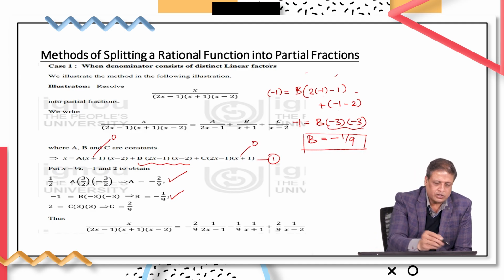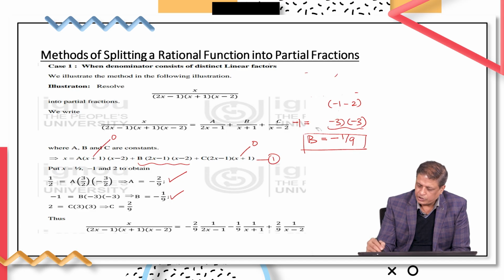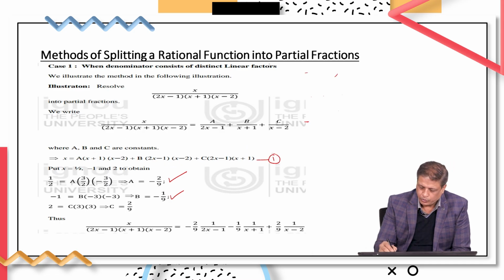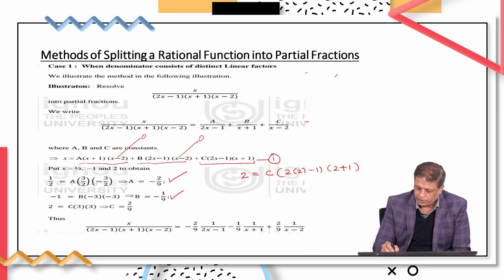Now again, substituting x is equal to 2 in equation number 1, some of the factors will turn out to be 0. Let us see what are those factors. In equation number 1, substituting x is equal to 2, this will turn out to be 0, and substituting x equal to 2 again, this will turn out to be 0. So, the components of A and B will vanish, and we are only remaining with the C component. Substituting value 2, C into 2 minus 1 into 2 plus 1, so this will turn out to be 2 is equal to C into 3 into 3. So, C is equal to 2 by 9.